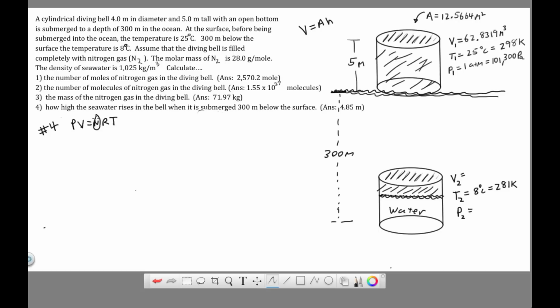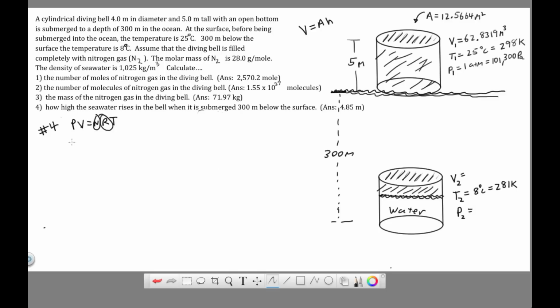Moles is constant because gas is not being added to the cylinder, nor is gas leaving the cylinder. So moles remains constant, and the gas constant is always constant. And then lastly, temperature is not constant. Up here it's 25 degrees Celsius. Deep in the ocean it is 8 degrees Celsius.